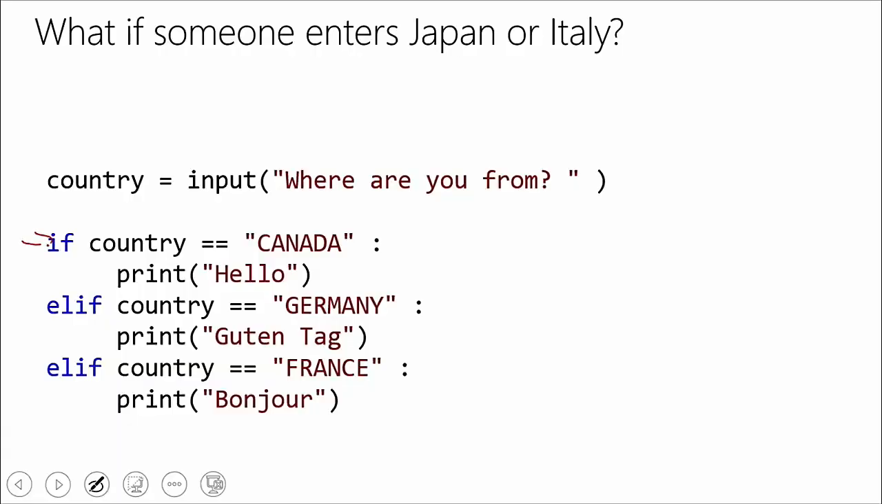All right. Now, the last little thing is, what happens if somebody enters something that's outside of the bounds? What would happen if we used Canada, Germany, France, and you entered Japan, Italy, South Africa, or some other country? Well, let's talk this through. It's going to check the first one. Let's say we entered Japan. Country equals Canada? Nope, that's not it. Let's go down. If country is Germany, nope. If country is France, nope. So in this particular case, it's simply going to exit out of that if block, because we didn't tell it what to do in the case of Japan.